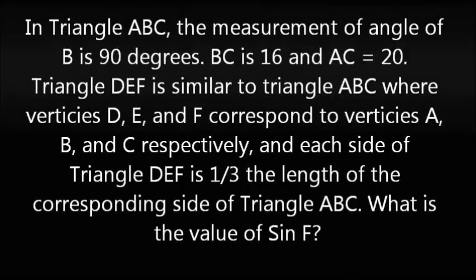In triangle ABC, the measure of angle B is 90 degrees. BC is equal to 16 and AC is equal to 20. Triangle DEF is similar to triangle ABC, where vertices D, E, and F correspond to vertices A, B, and C, respectively, and each side of triangle DEF is 1/3 the length of the corresponding side of triangle ABC. What is the value of the sine of angle F?